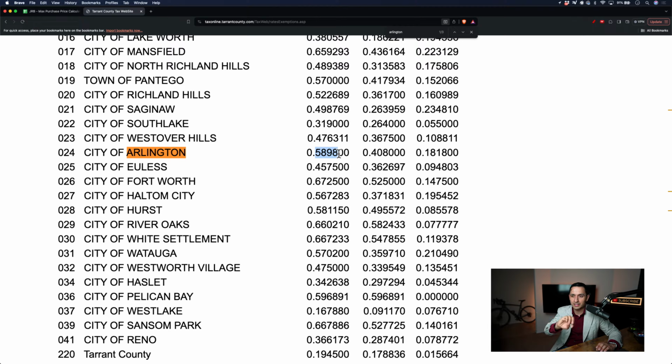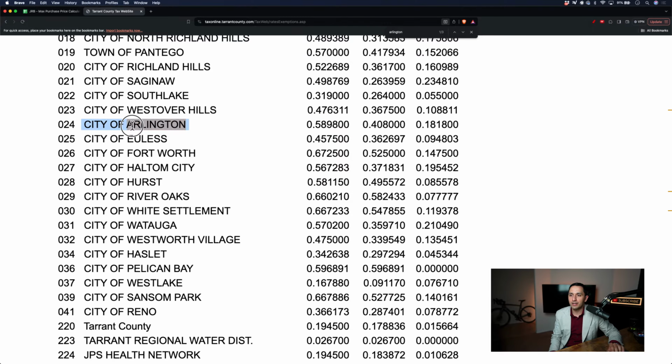We're going to add the hospital tax, even though I'm not sure if Arlington has it or not. I'm pretty sure it does, because if I remember the paper that we get every single year for the properties, I want to say that it has it anyway. And then the higher education tax. So we're going to add them all together just to see what it looks like.